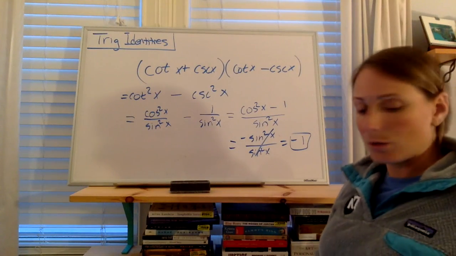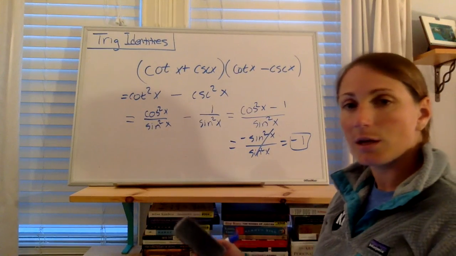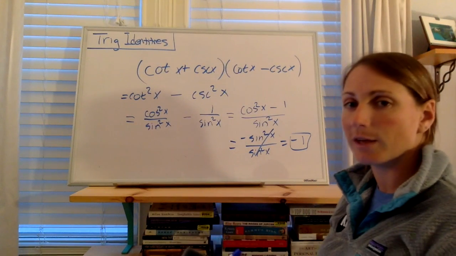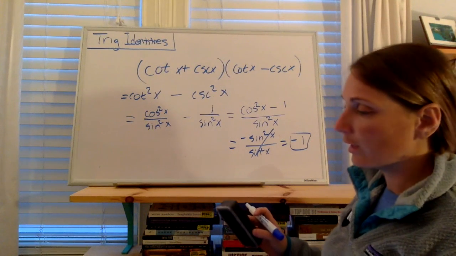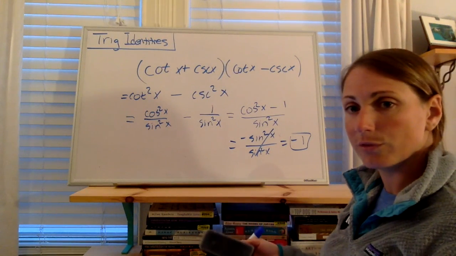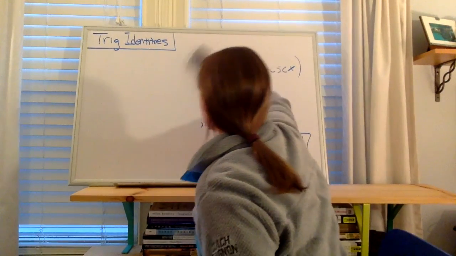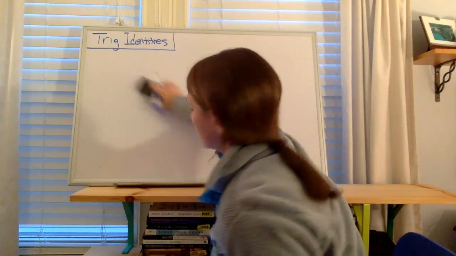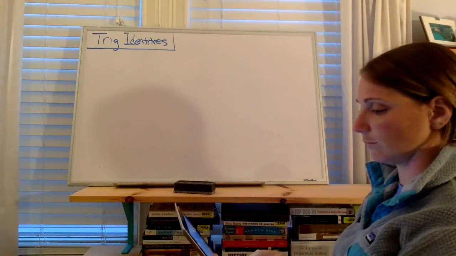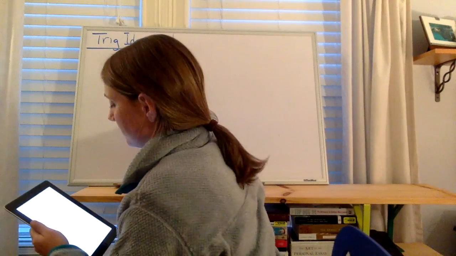Okay. So those first two examples are taking a trig expression and simplifying it using identities. And the next two examples I'll show you, you're trying to prove that an identity is true. Okay, so here's the first one.